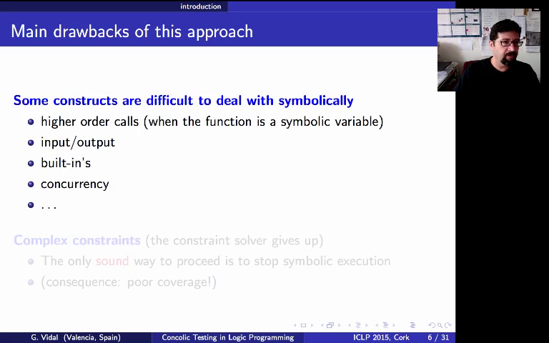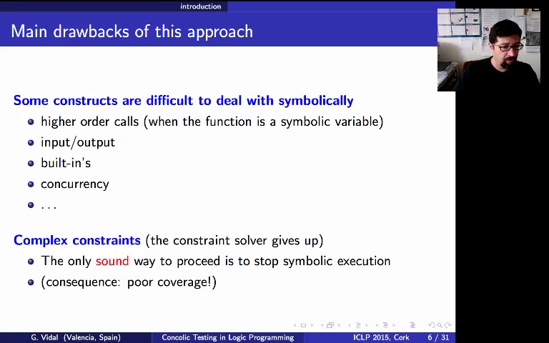And there are a number of other program constructs like built-ins, input-output, concurrency, and so on that might be difficult to deal with symbolically. This is perhaps the main problem. We might get some complex constraints, and it might be the case that the constraint solver is not able to prove satisfiability of these constraints. So what can we do at this point?